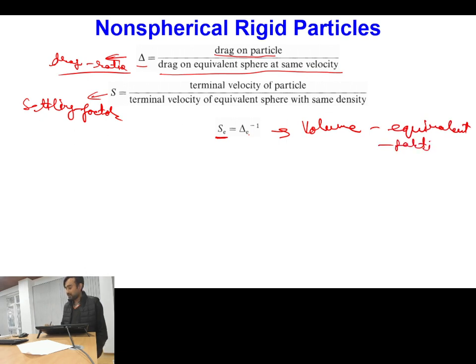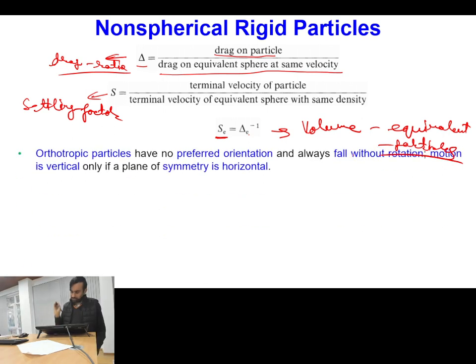Is this one clear? So earlier I told you there are other different criteria. In some cases we can have projected area equivalence, in some cases surface area equivalence, in some cases volume equivalence. I also gave you a brief description earlier about the class of the particle.